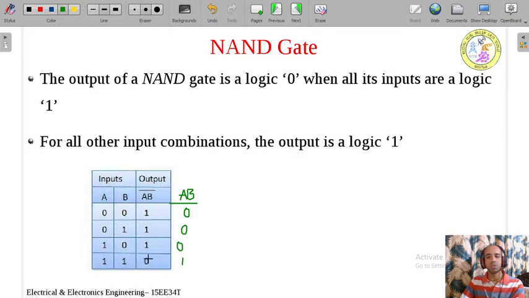When both are 1 1, then only the output is 0. For all other combinations it is 1, because in the AND gate, for all other combinations the output is 0. That's why you should get exactly the reverse here. So this is how you are going to remember the truth table of the NAND gate.